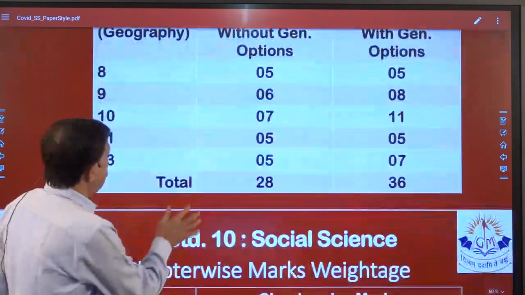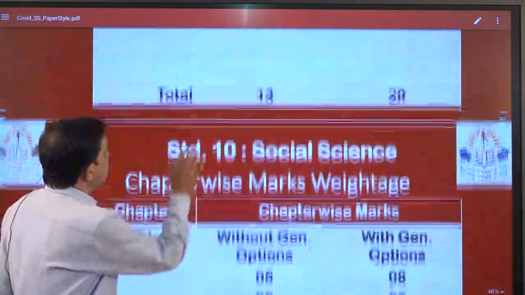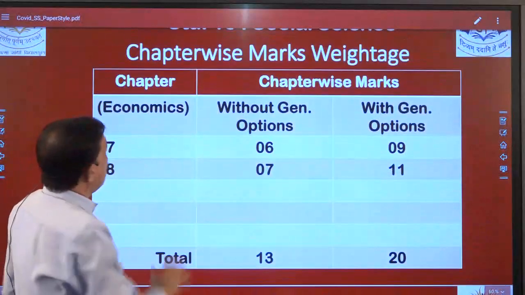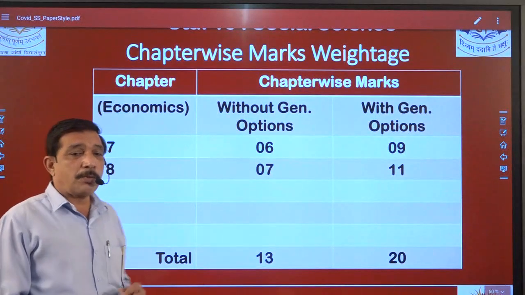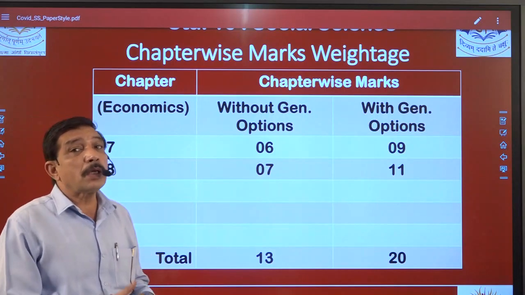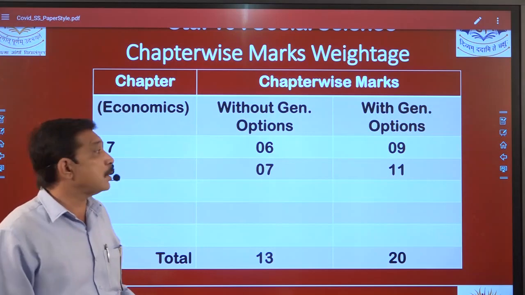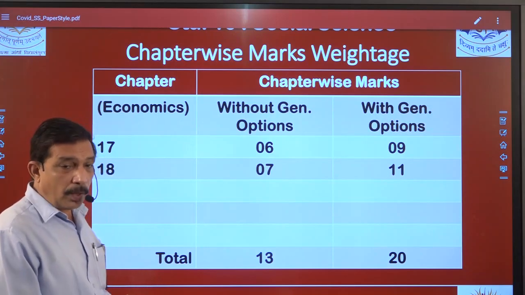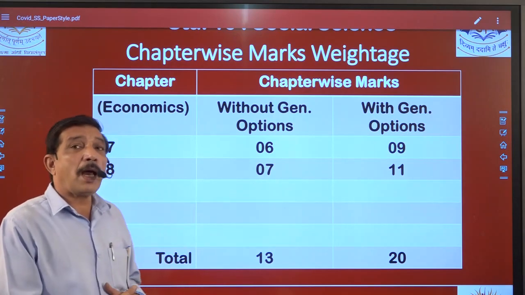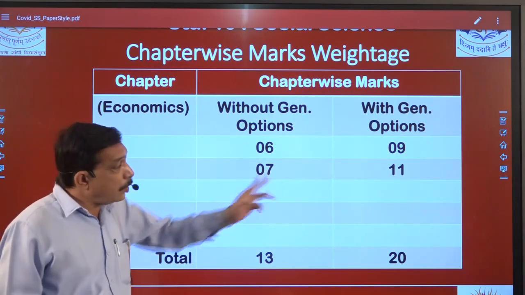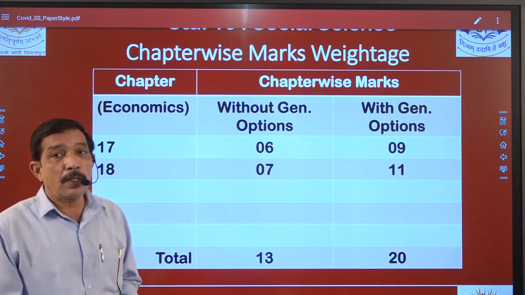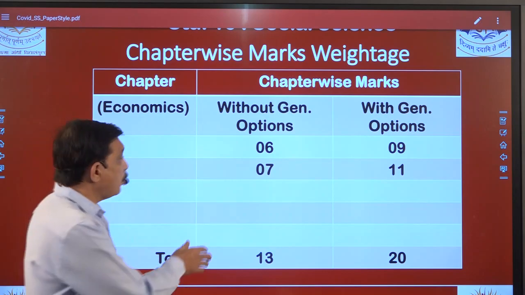We go on to the remaining chapters. Now economics, chapter number 17 and 18, 6 marks, 9 marks. That means in chapter number 17 you have additional options so that you can attempt it very well. And chapter number 18, 7, 11. Chapter number 18 has a 4 mark compulsory question. So you have quite a lot of options over there, right? So that you can prepare that chapter very well and score more in chapter number 18.